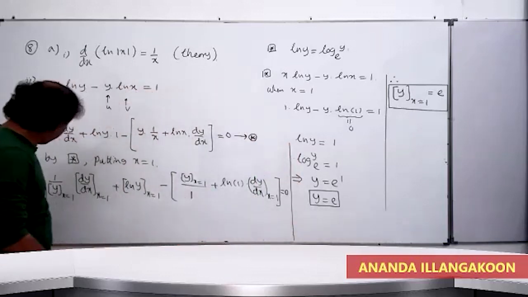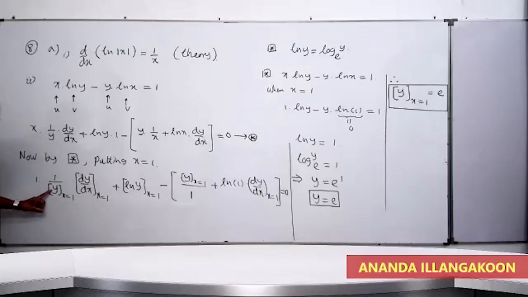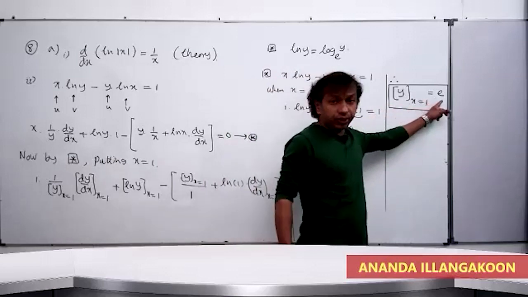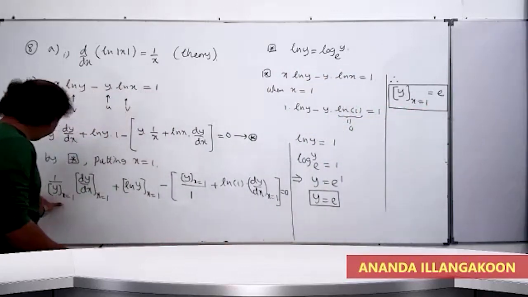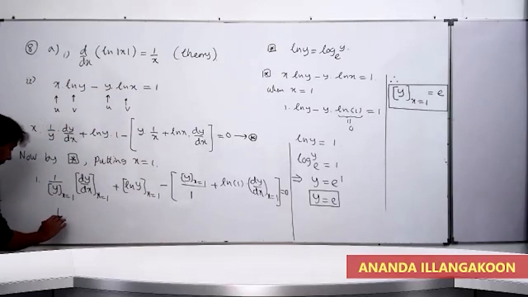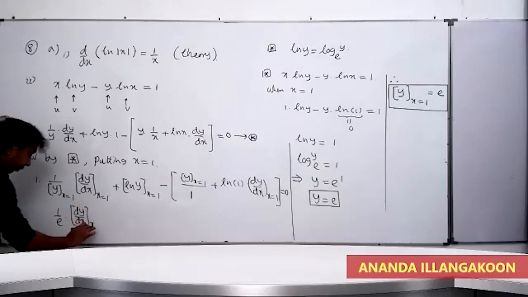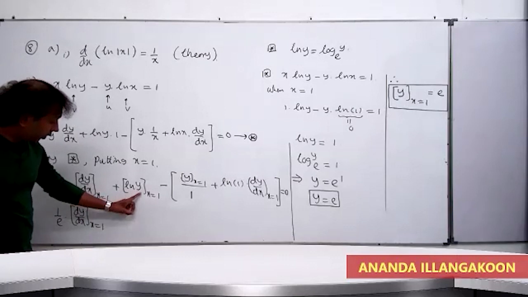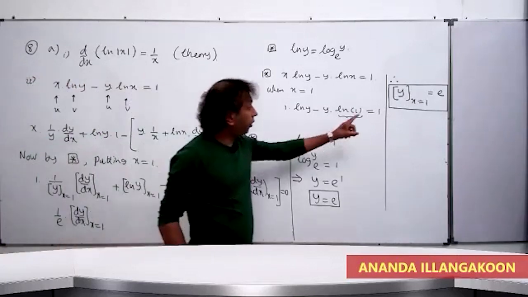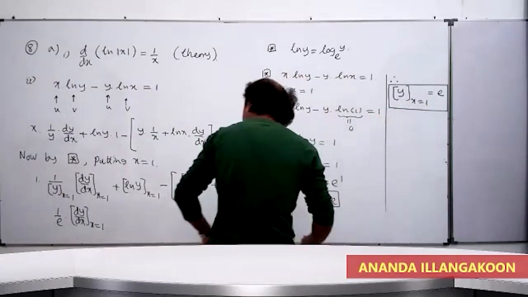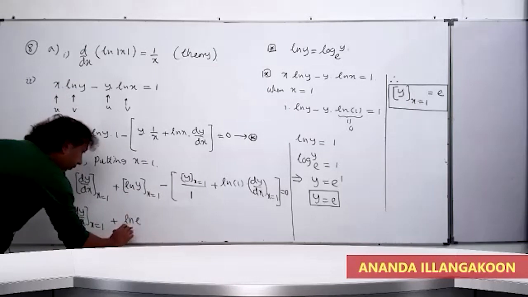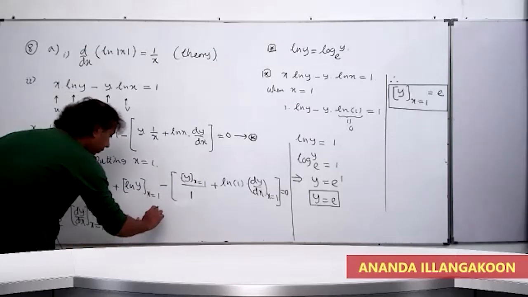Okay. Now x equals 1, people. The y value when x equals 1, here we found, is e. Right. Put that e here. We get 1 upon e times the dy by dx value when x equals 1. And here ln y when x equals 1. The y value when x equals 1 is e. So therefore, for this y we have to put e, ln e.